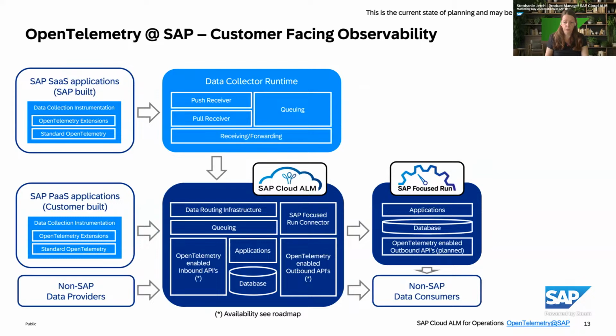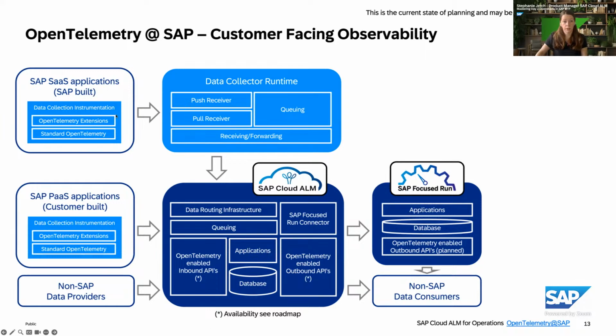From an architecture perspective, on this slide is a lot, so I don't want to touch all the details, but nevertheless, I would like to mention what customer-facing observability means and what the flavors of it are. On the one hand side, at the top left, you can see SAP-built applications, so-called SaaS applications. These services have our data collection instrumentation embedded. This consists of standard OpenTelemetry extensions, as well as metrics or details which we added for you on top to monitor such a service as best as possible.